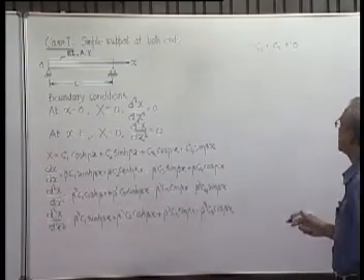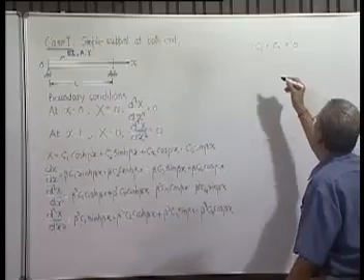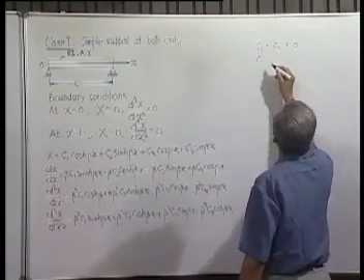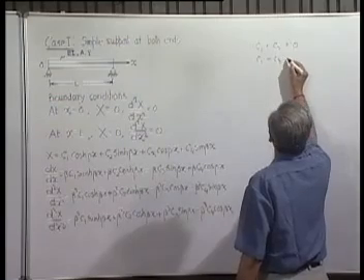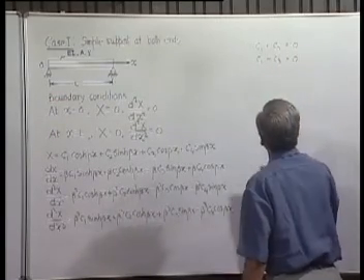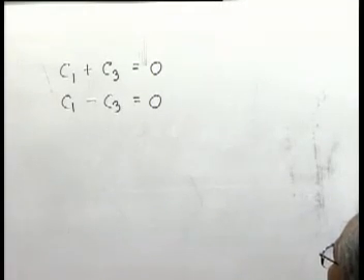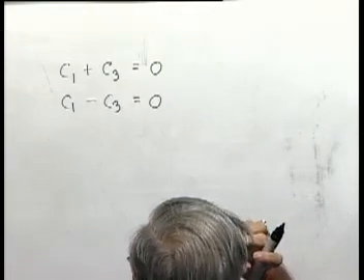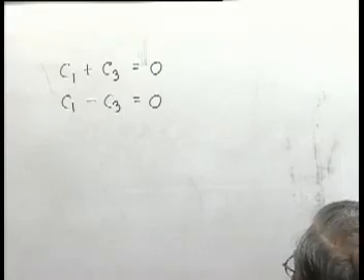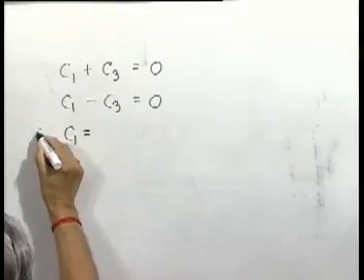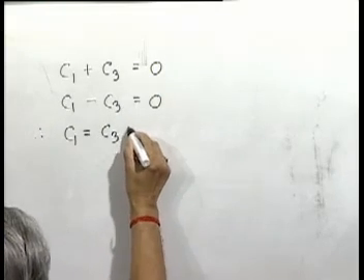So the third condition, that means this moment condition, is C1 minus C3 equal to 0, as beta is not equal to 0. So when C1 plus C3 is 0, C1 minus C3 is 0, this obviously says that C1 equal to C3.